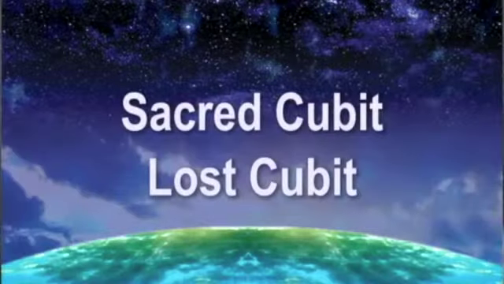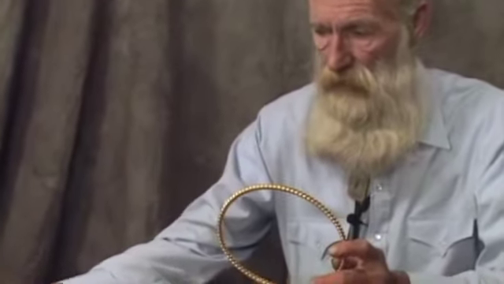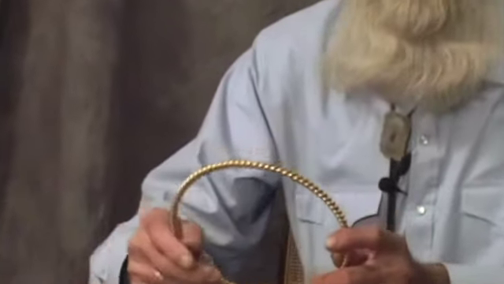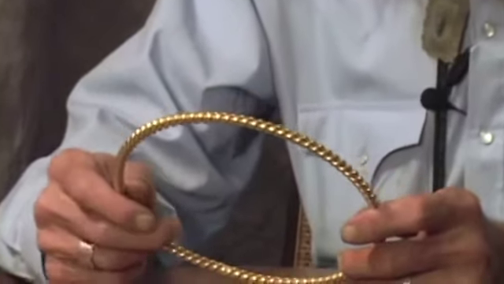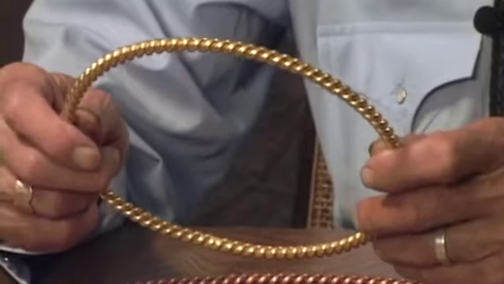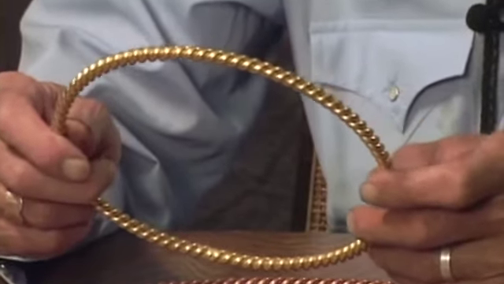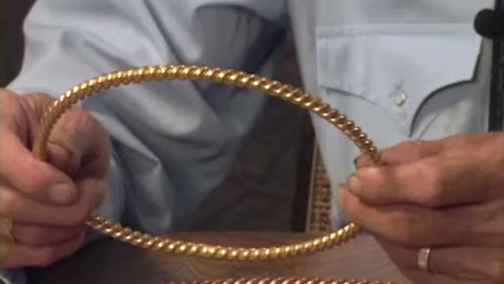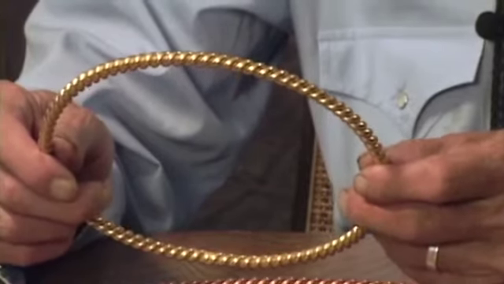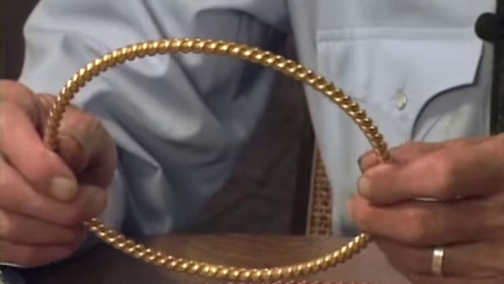This morning I would like to introduce the sacred cubit and the lost cubit. These are measurements taken from natural phenomena, and they're related to the structure of the earth, to the speed of light, to atomic weights and atomic radii. That is the distance between the nucleus and the electron orbits of hydrogen.